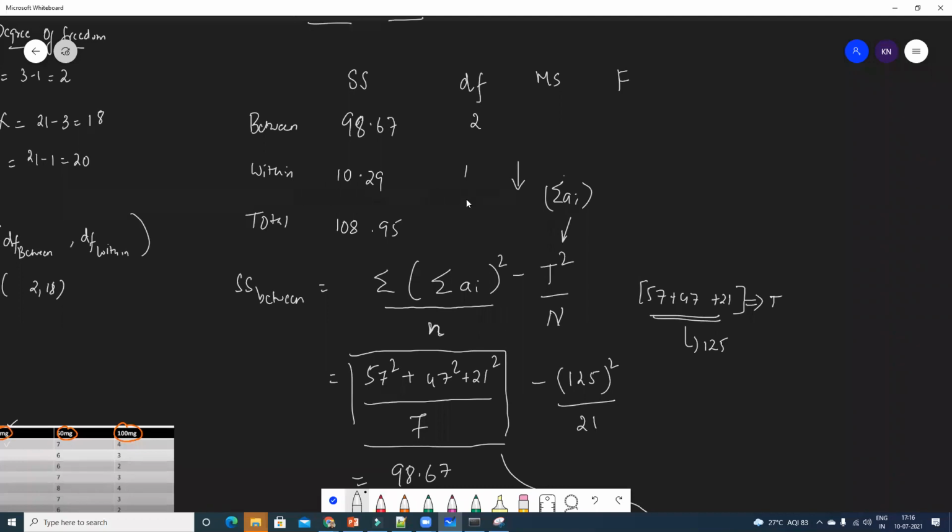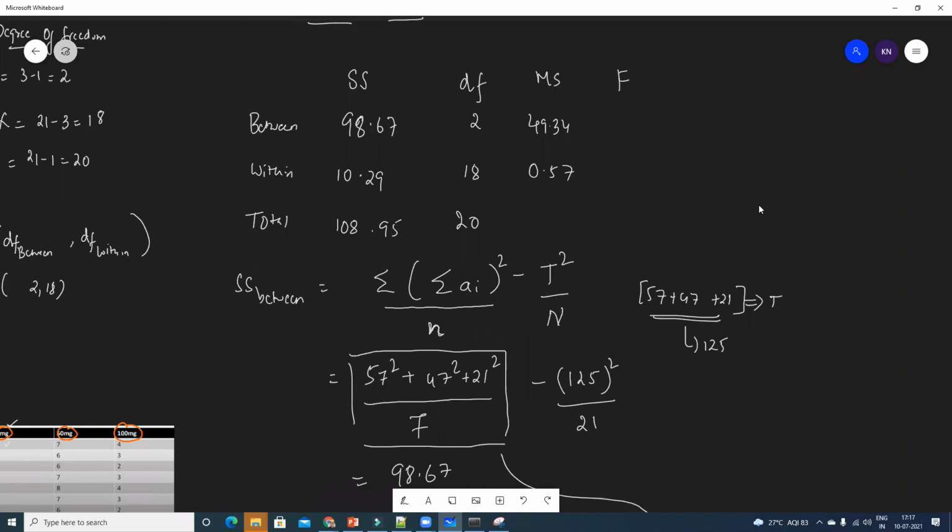What is the degree of freedom between? 2. Degree of freedom within is 18, right? And what is the total degree of freedom? 20. The mean squared is nothing but, we'll divide 98 by 2. We will get something like 49.34. And then we'll divide 10.29 by 18, and we'll get 0.57.